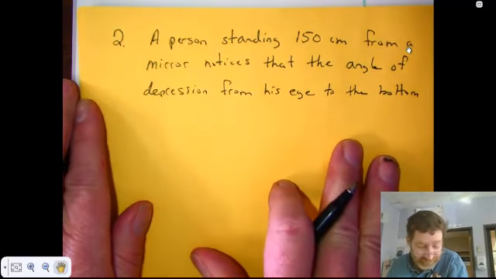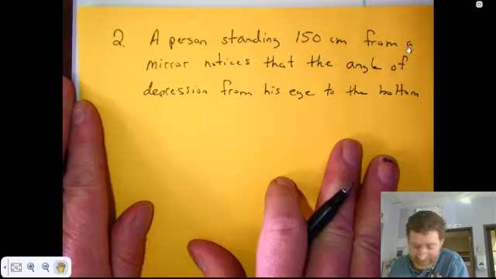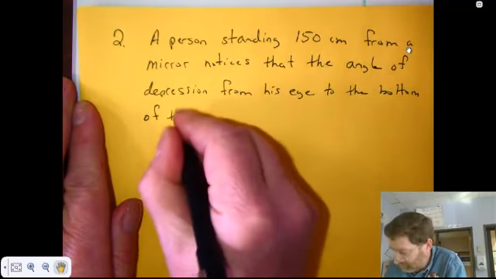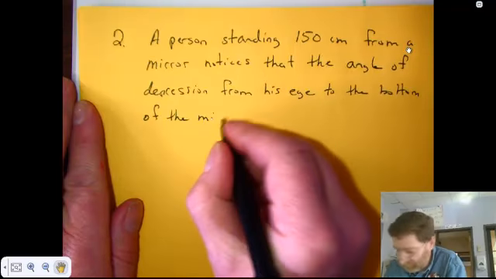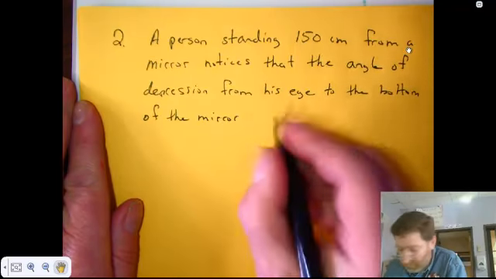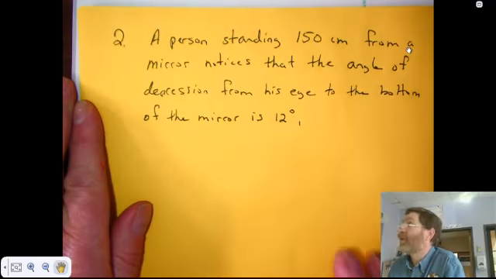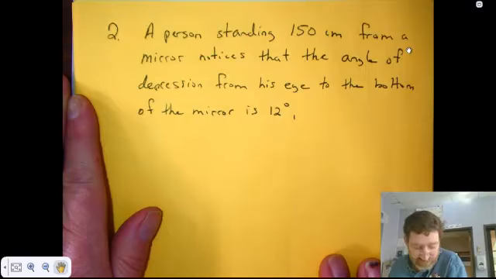He just does. She's like, oh. Obviously, this person is very good at determining angles because he did that without a protractor. Just notices that it's 12 degrees.